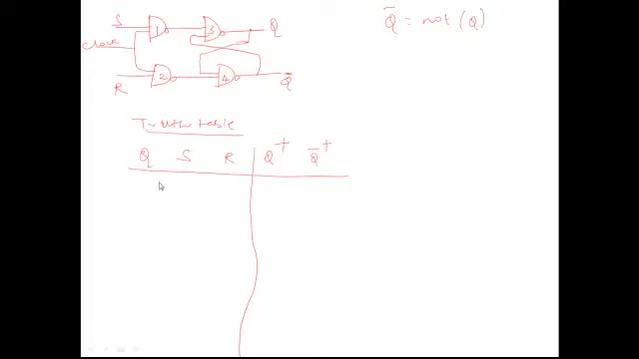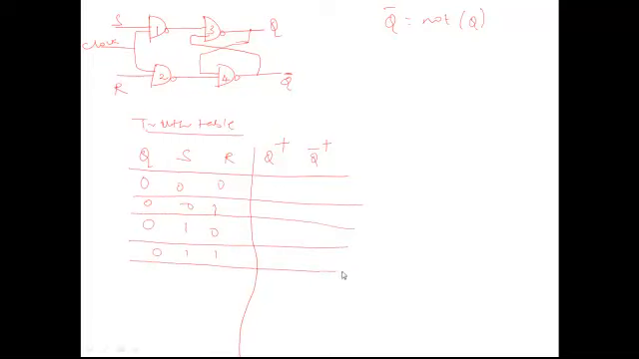So it is 0 0 0, 0 0 1, 0 1 0, 0 1 1, 1 0 0, 1 0 1, 1 1 0, 1 1 1. Okay, so these combinations are possible.